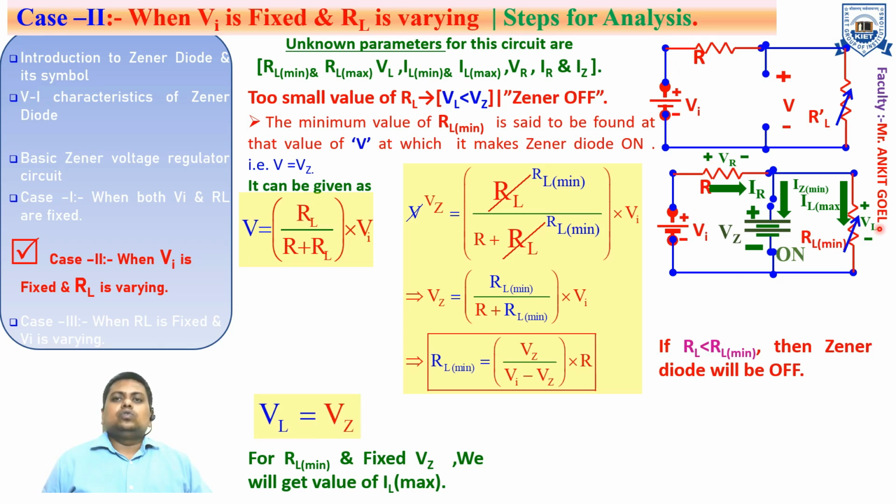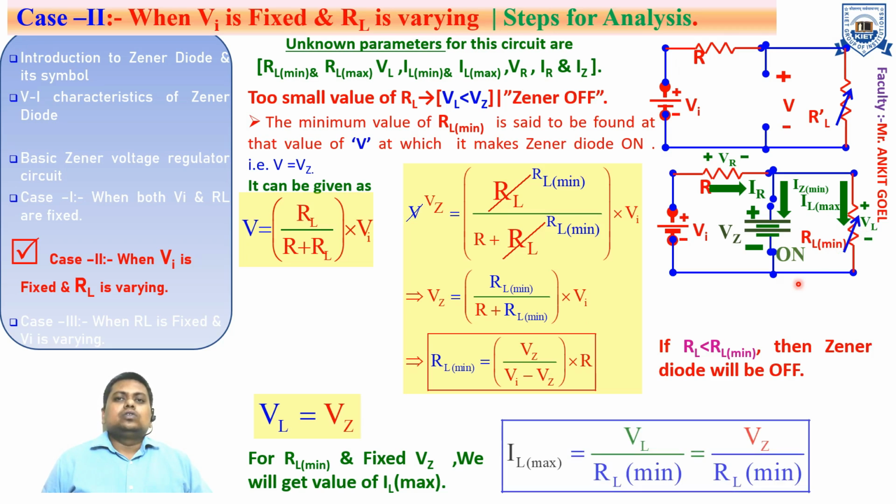Right. Now once you know the value of VL and the RL minimum value is known, you can calculate the maximum value of the load current. As you know, IL is the load voltage upon the load resistance. So when RL minimum is in the denominator, it gives me the maximum value of the load current. VL is the same as Vz, so IL maximum is equal to Vz upon RL minimum, right? Now calculate the RL maximum in the next slide.